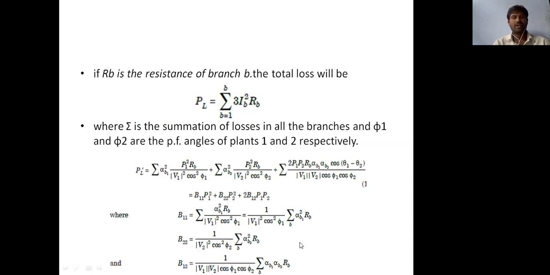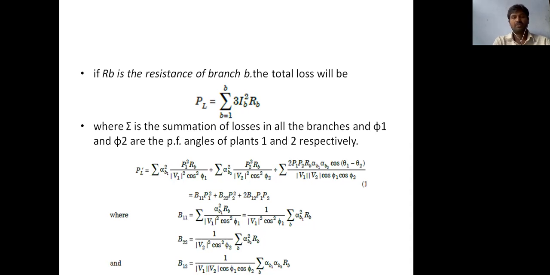We know that if R_B is the resistance of the branch B, then for the total losses, in three phases, the copper losses formula P_L equals I squared into R. So in three phase, P_L equals 3 into I_B squared into R_B. R_B is the resistance, the factor responsible for the transmission line losses, where the sigma is the summation of losses in all the branches, and phi 1 and phi 2 are the power factor angles of plant 1 and plant 2 respectively.